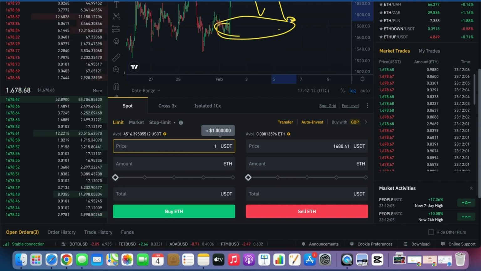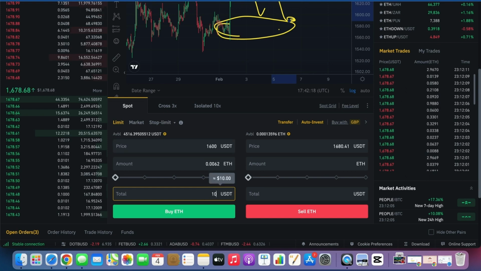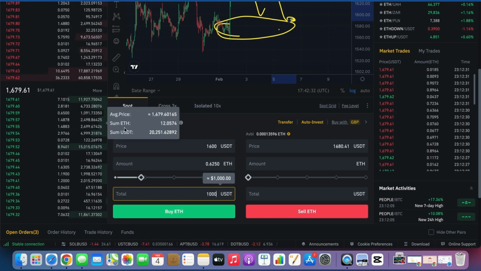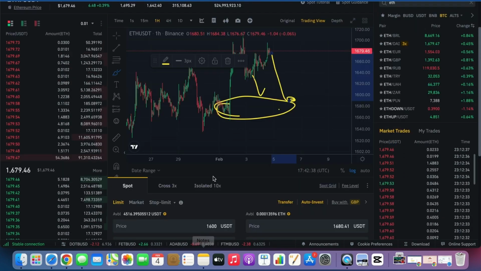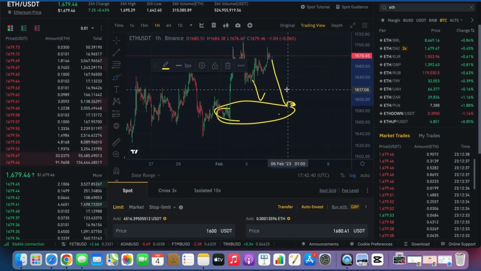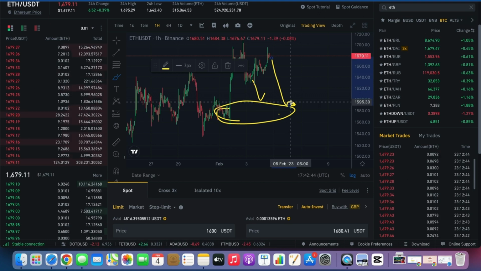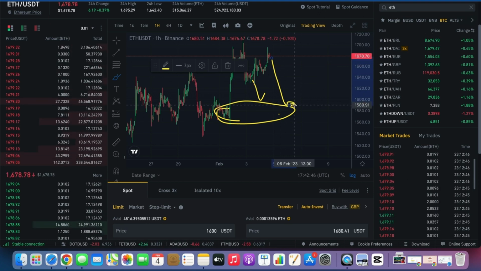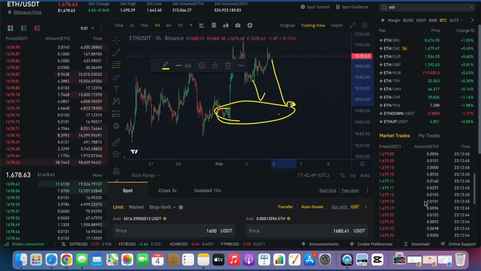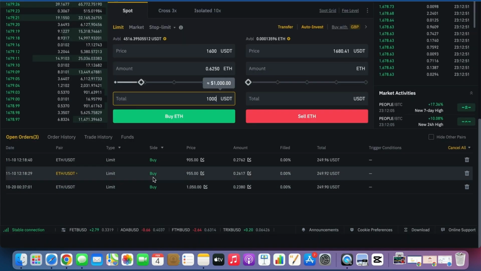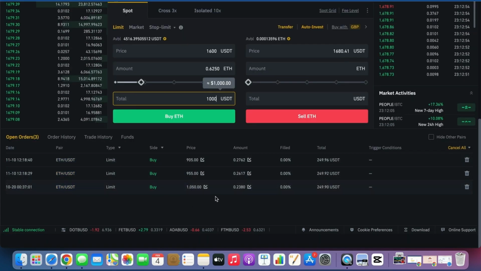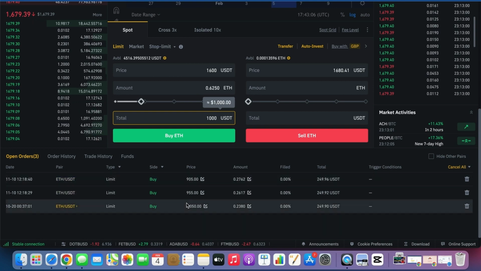It is 1,600, and you can select the amount. Let's see, $4,000. Then click on buy. When you put limit orders like this, your order is not going to fill until this price comes all the way down to $1,600. And whenever this price comes all the way down to $1,600, your order will be filled, and until then you can see your orders here, and you can see I have put 3 limit orders.